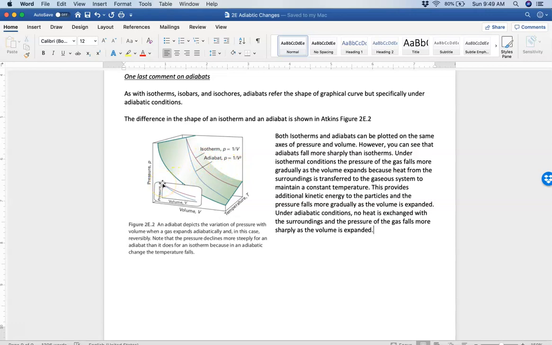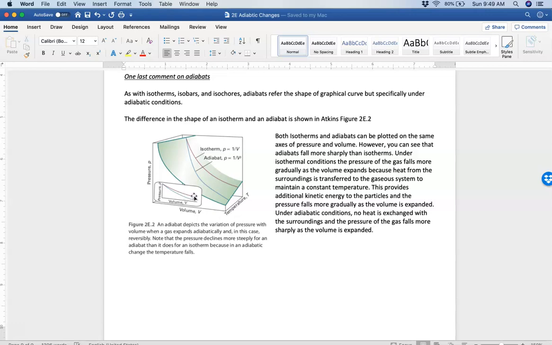As that volume expands, a real gas is going to have to fight against those attractive forces being broken. So heat will be pumped in from the surroundings into the system to compensate for that. That is actually going to increase the kinetic energy of the molecules. So technically the pressure is going to change more slowly, because it's buffering that effect of changing the volume by dumping more heat into the system. And so the pressure is going to fall more gradually.